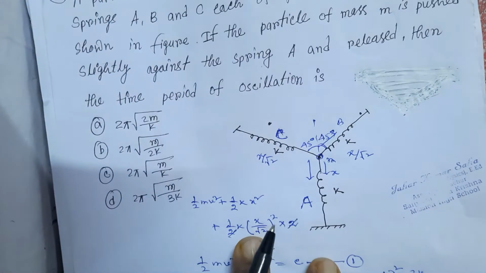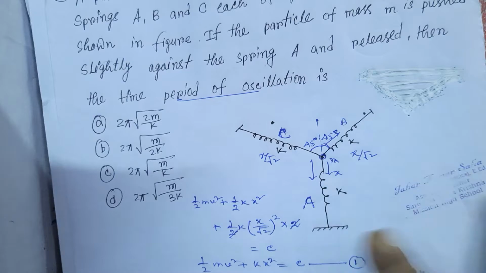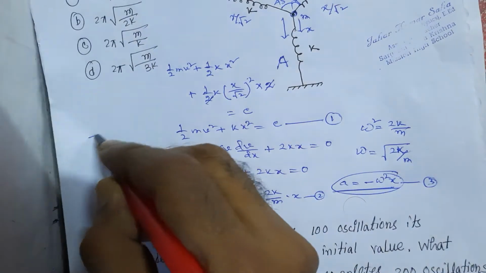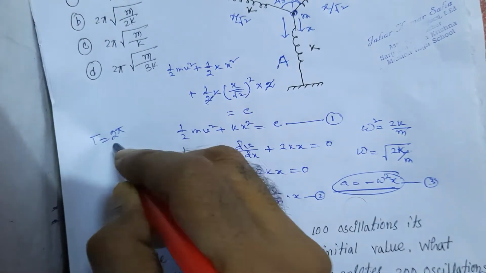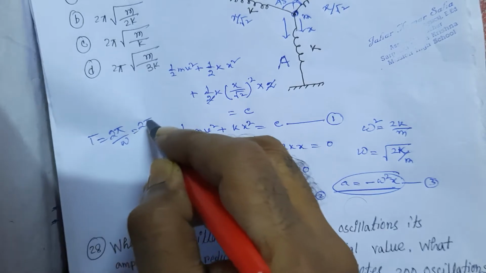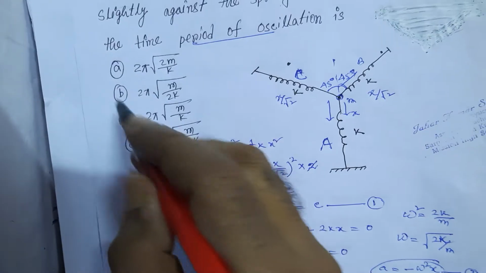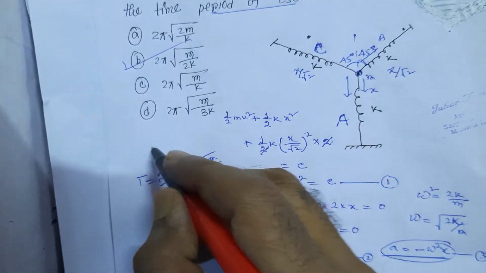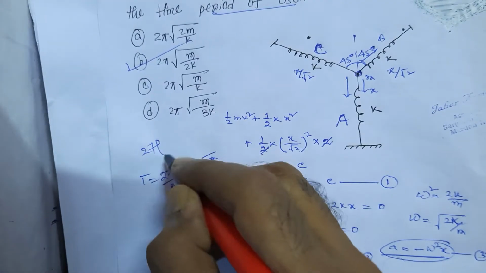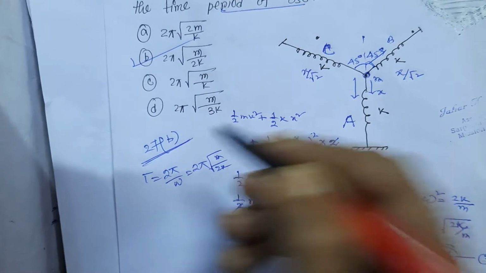We have to calculate the time period of oscillation. Time period of oscillation T equals 2 pi by omega, equals 2 pi root m by 2k. So B is our correct choice. So for question number 27, B is the correct answer.